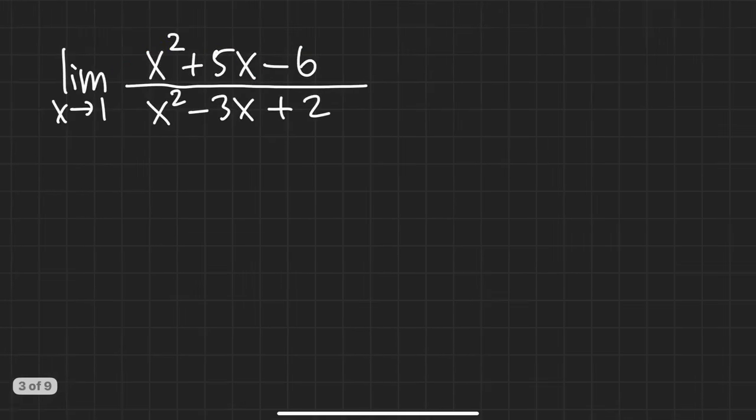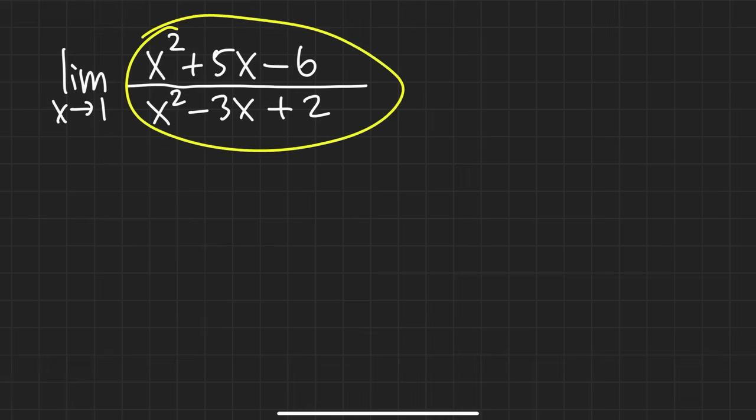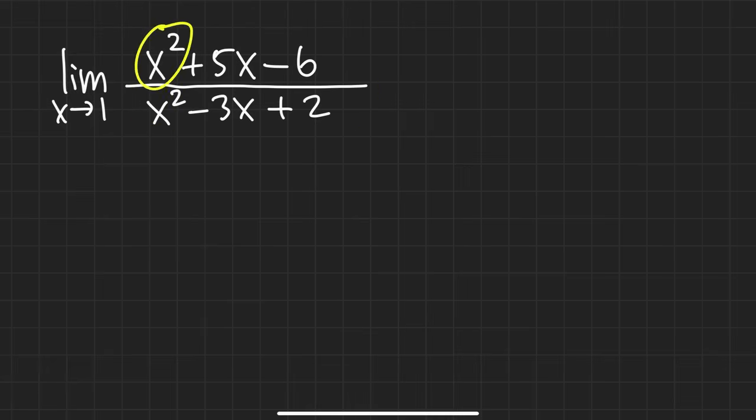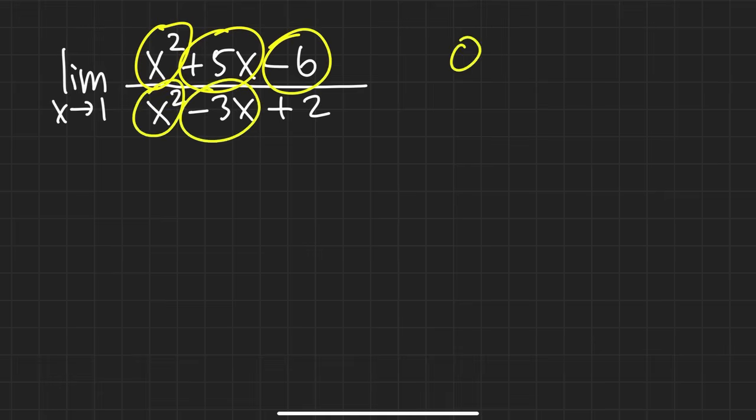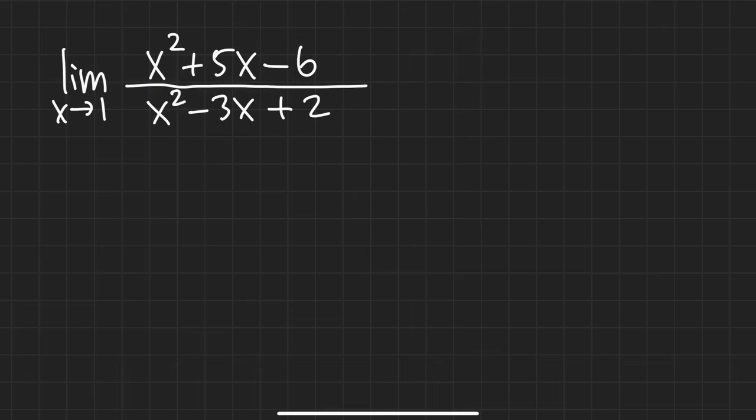Here, when we plug in 1 into all the x's, this is 1 plus 5 is just 6, minus 6, we get 0. On the bottom, 1 minus 3, which is negative 2, plus 2, we also get 0. So here we have another 0 over 0 situation, and this is what we can do. We have the limit as x approaching 1 now.